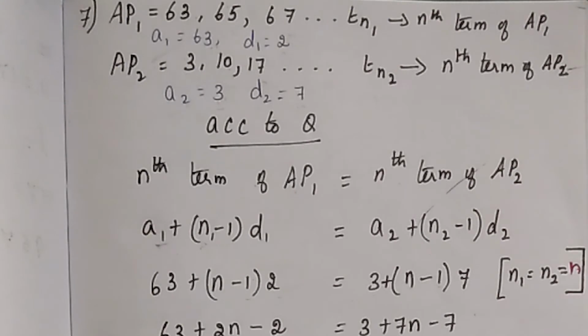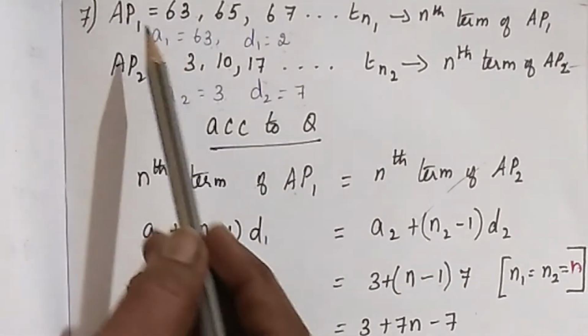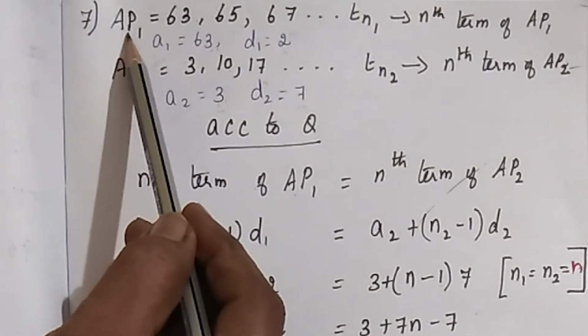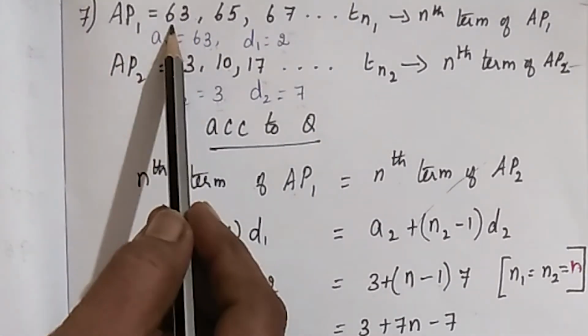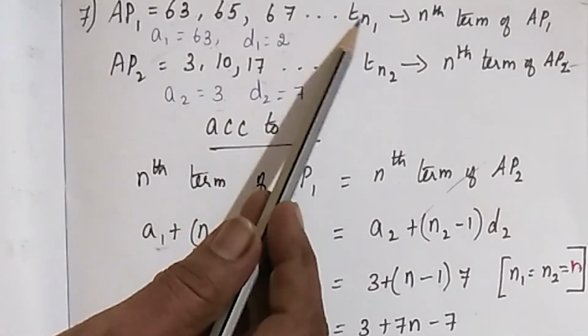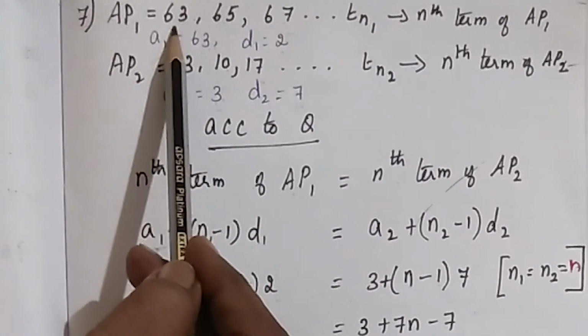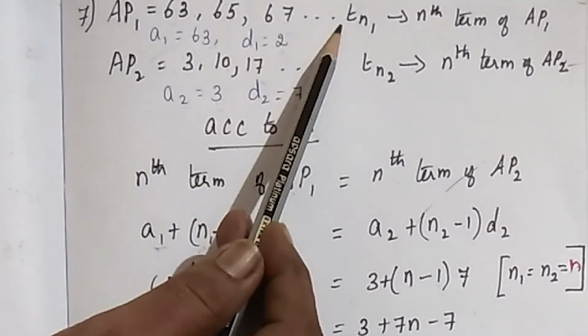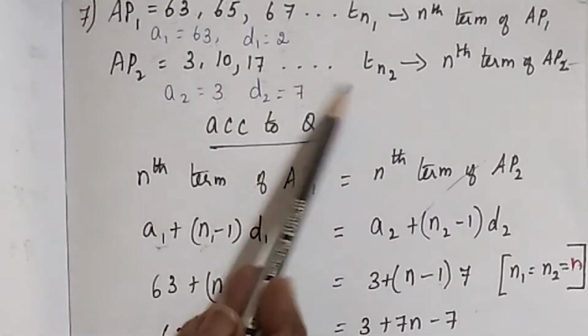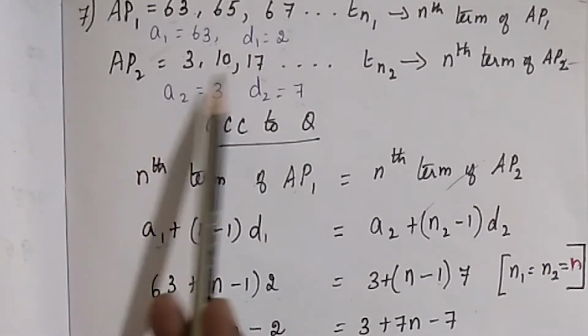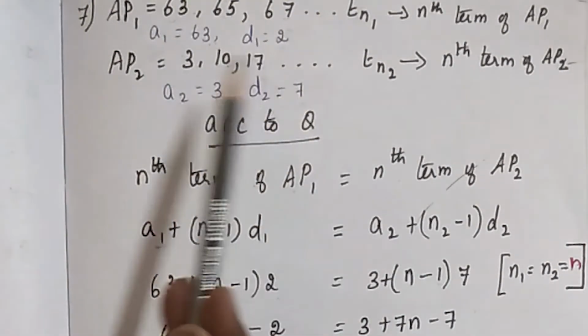Question number 7. It is given, 2 APs are given. The first one is 63, 65, 67 and keep going on. And the second one is 3, 10, 17 and keep going on.